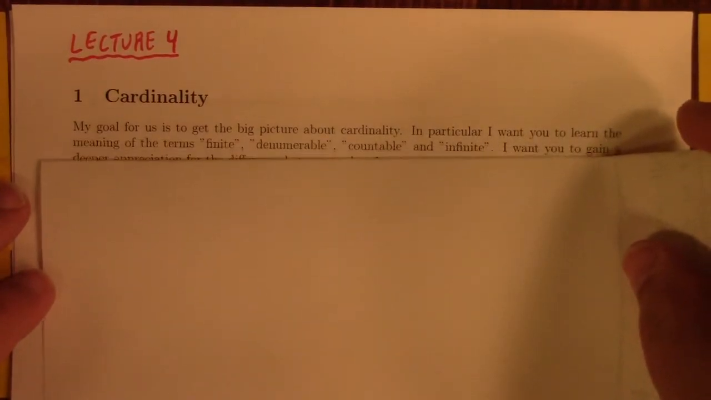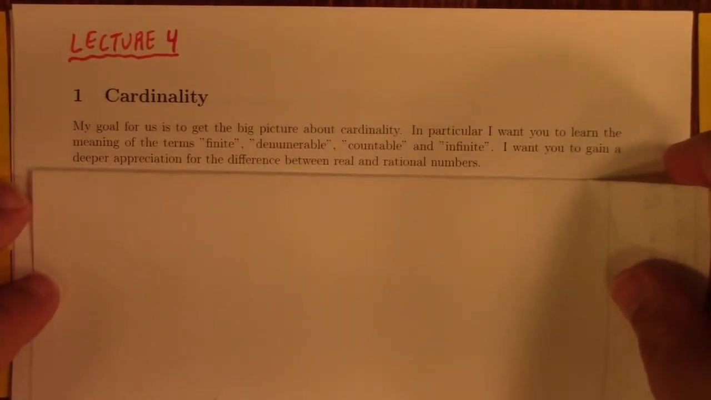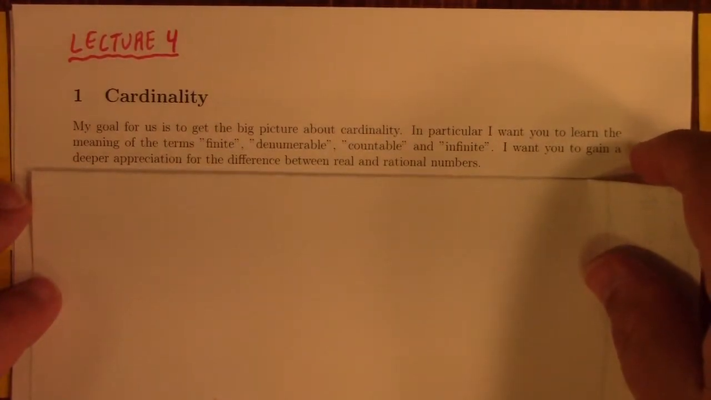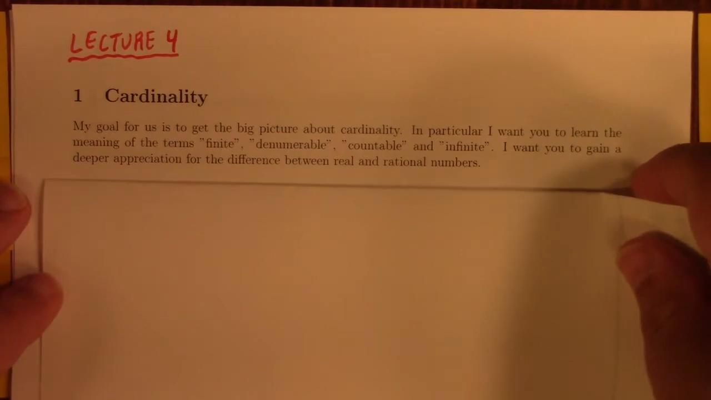All right, this is lecture 4, which is going to be on understanding the size of sets, essentially. How do we compare when two sets are the same size? What does that mean? The formalization of that is something called cardinality. Cardinality concerns when two sets are equivalent. In particular, we want to understand better what we mean by a set being finite. Then we'll also introduce terms like denumerable, countable, and infinite. And we'll also gain a deeper appreciation for the difference between real and rational numbers before we're done here today.